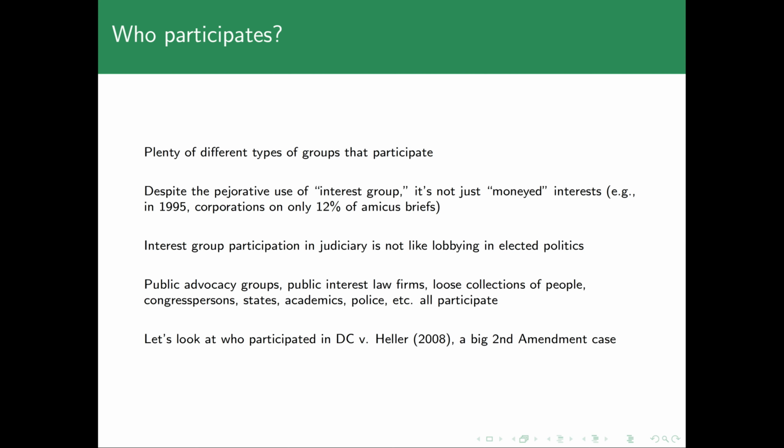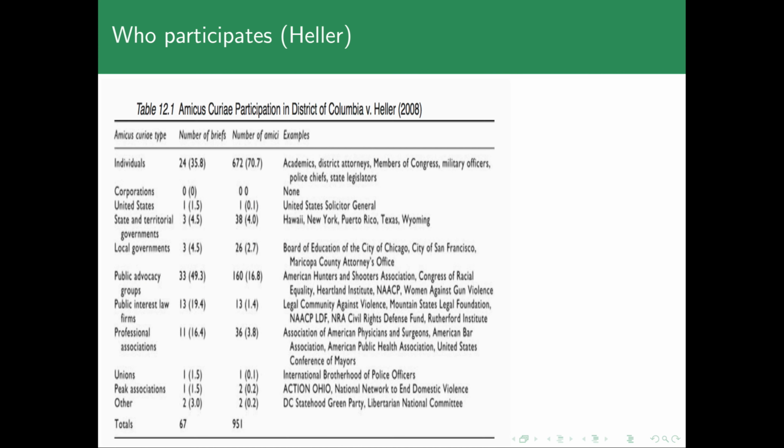One way to highlight who participates is to look at a case where there was a lot of participation. So let's look at the types of people who participated in D.C. versus Heller, a 2008 case, one of the biggest Second Amendment cases of all time. So here, if you'll follow my cursor, we have the type of individual who participated. The second column here is the number of briefs, and the third column is the number of amici. What that means is the number of friends, right? So that's the number of people.